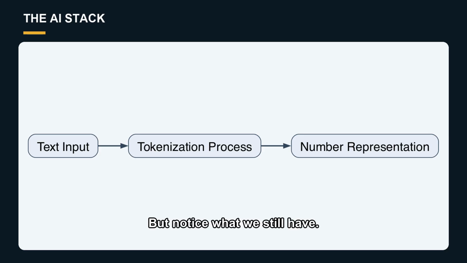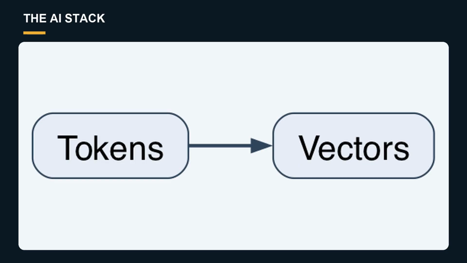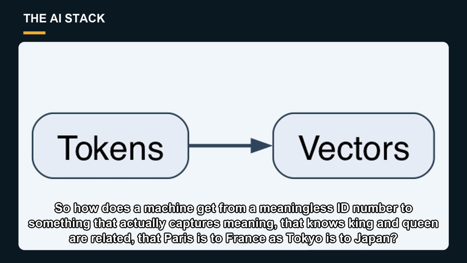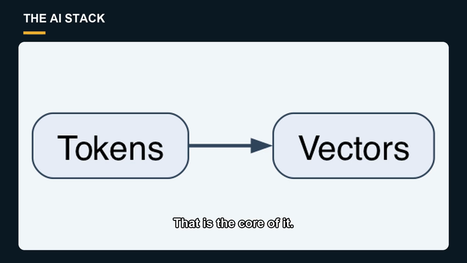But notice what we still have. Just numbers standing in for chunks of text. The model does not yet know that the token for king and the token for queen have anything to do with each other. So how does a machine get from a meaningless ID number to something that actually captures meaning, that knows king and queen are related, that Paris is to France, as Tokyo is to Japan? That is the leap we make in the next episode, when we turn tokens into vectors and watch a computer start to understand meaning. That is the core of it.